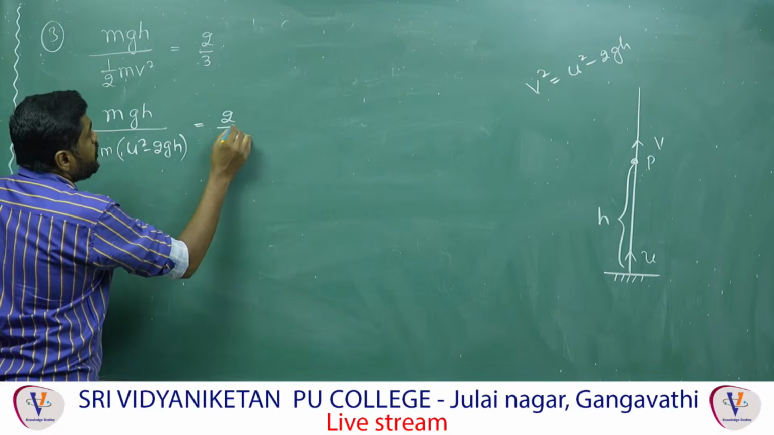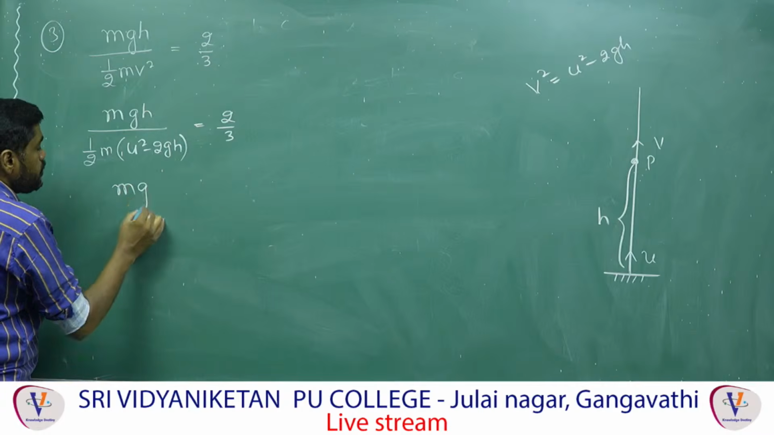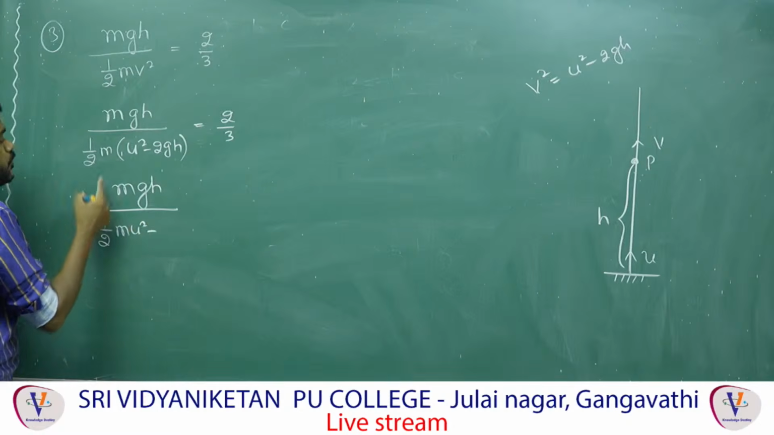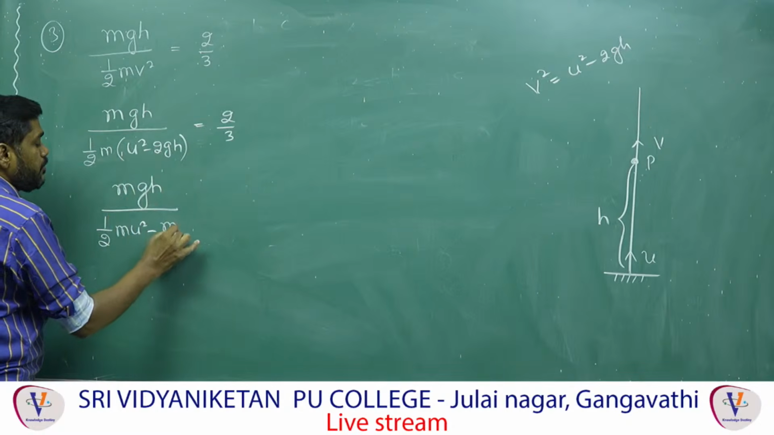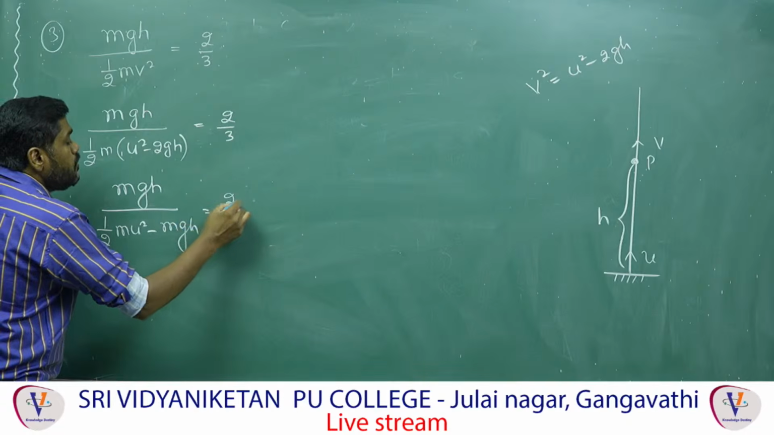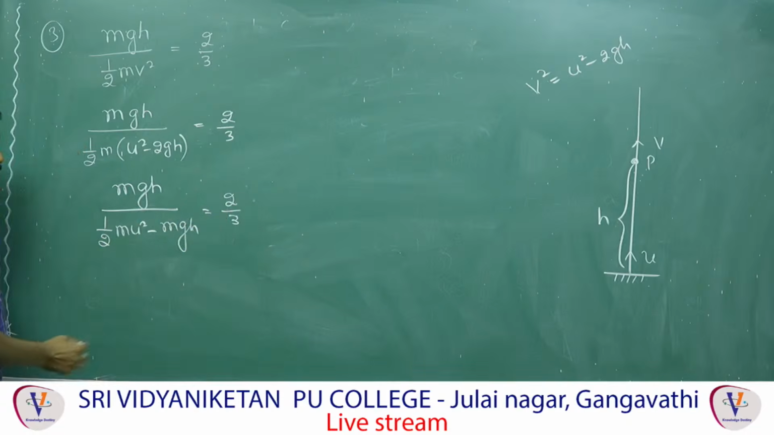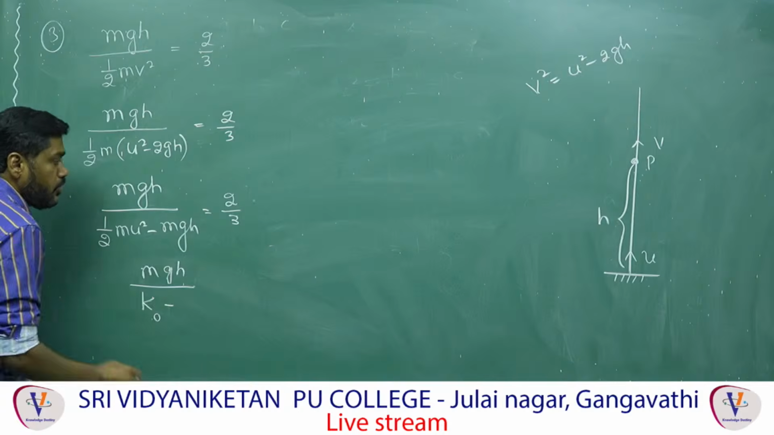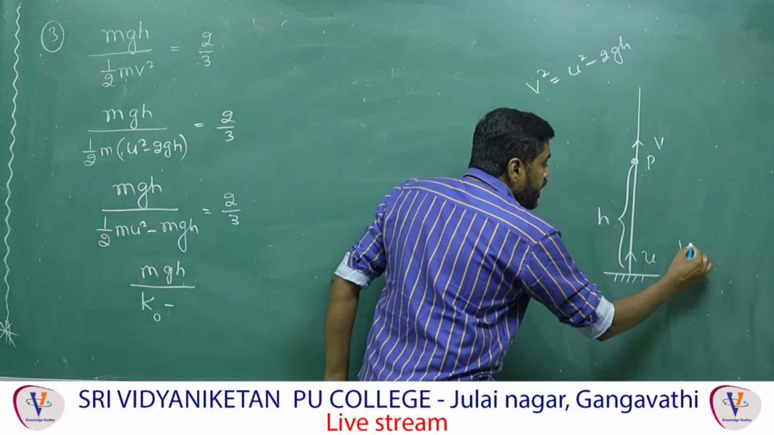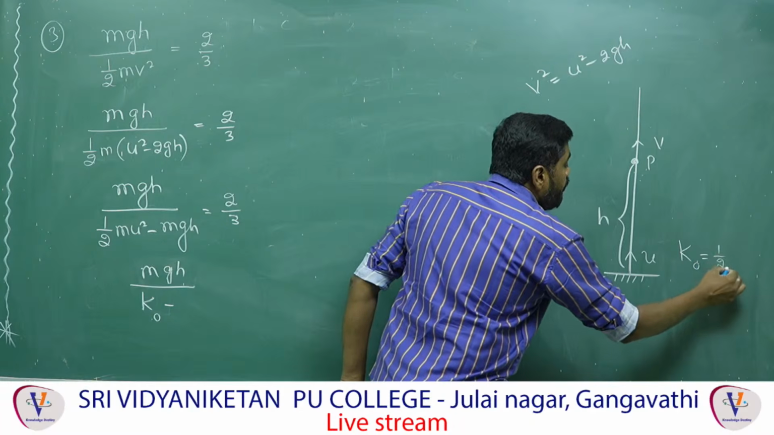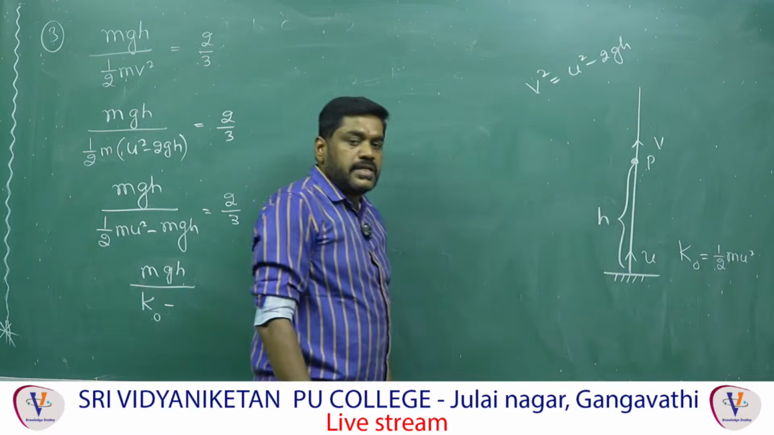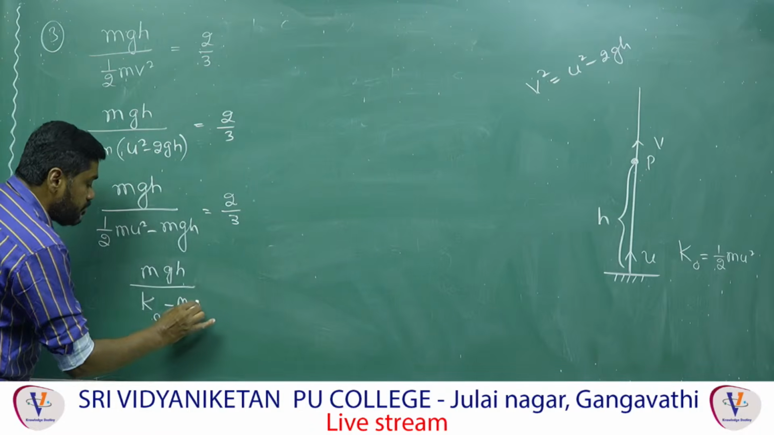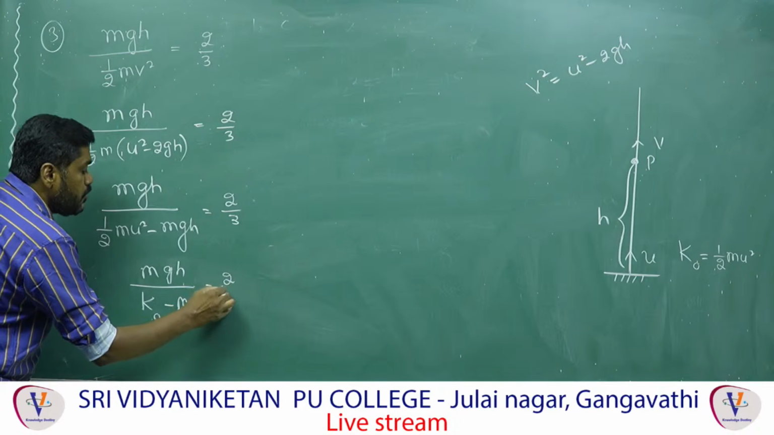That is equal to 2 by 3, I am taking that, so mgh by half mu square. This half m, if you multiply inside, you get mgh equal to 2 by 3. Now the initial kinetic energy k naught, because at the point of projection it has only initial kinetic energy, k naught is equal to half m u square, because there is no potential energy as it is at the ground. Therefore k naught minus mgh is equal to 2 by 3, which I have taken.